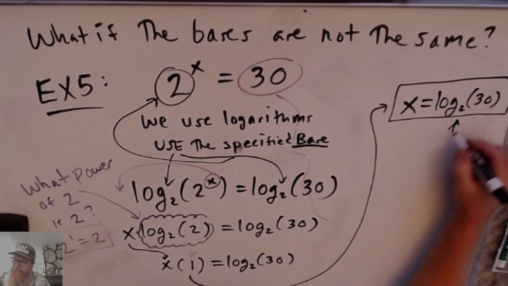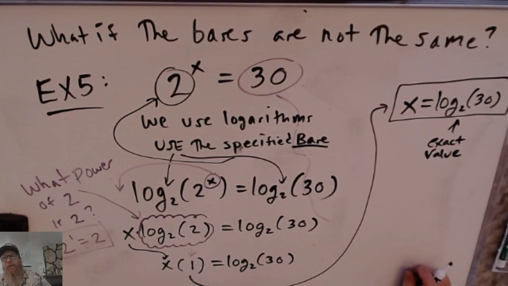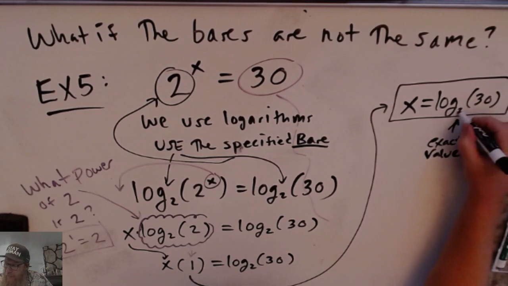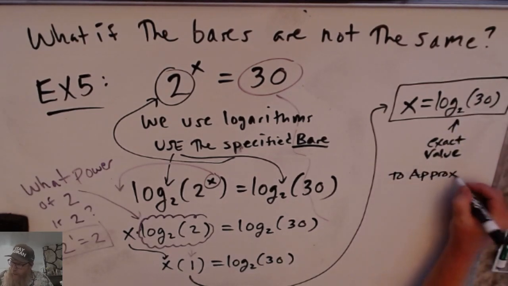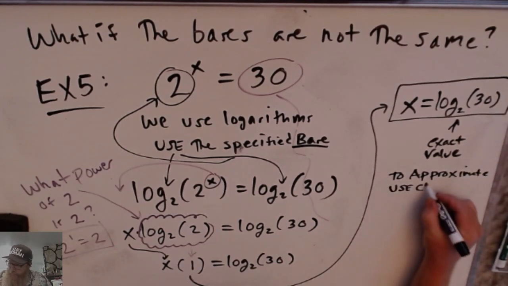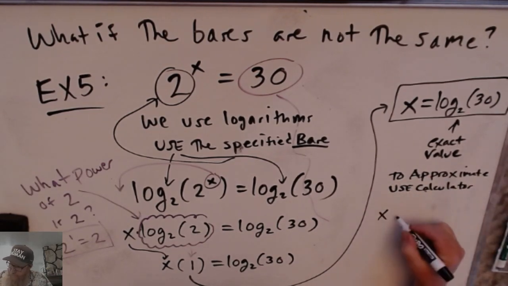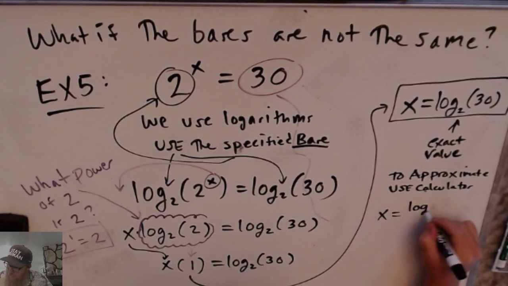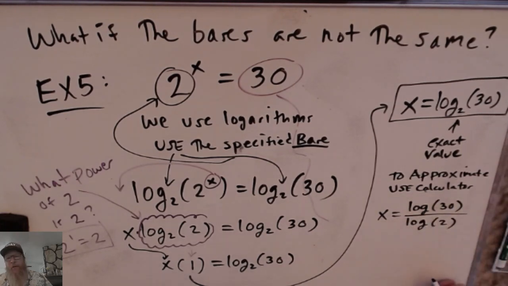This is what we call the exact value. I haven't plugged it into a calculator yet to get the approximate value. To approximate, use your calculator. So that'll be log of 30 divided by log of 2.